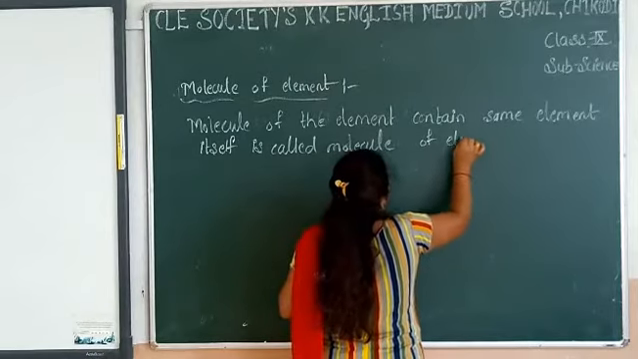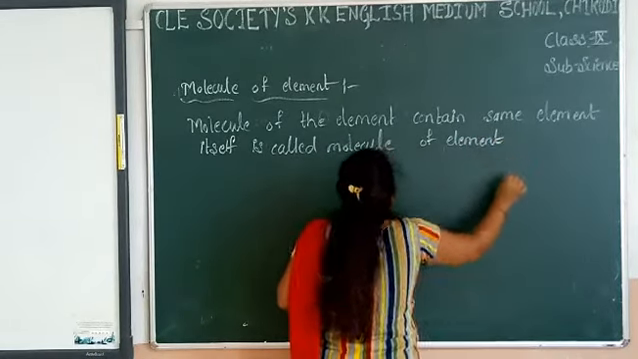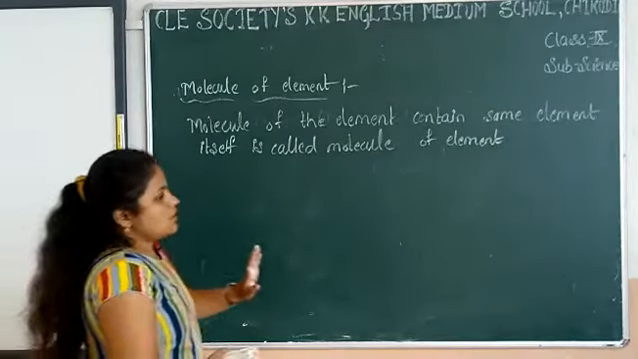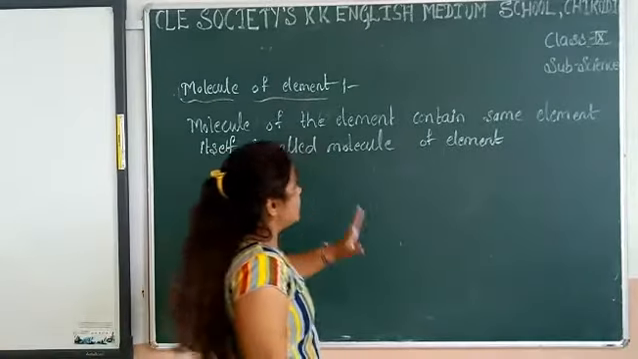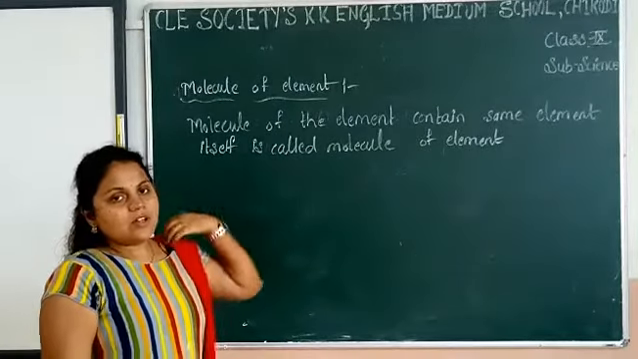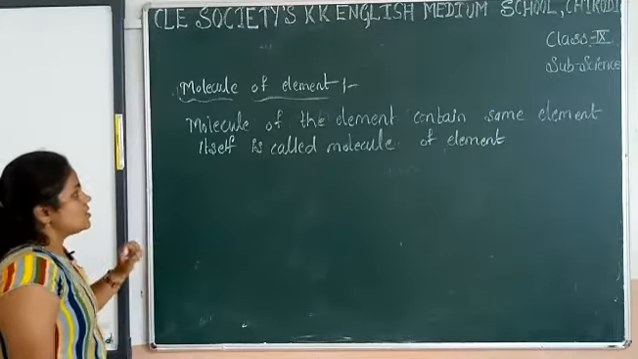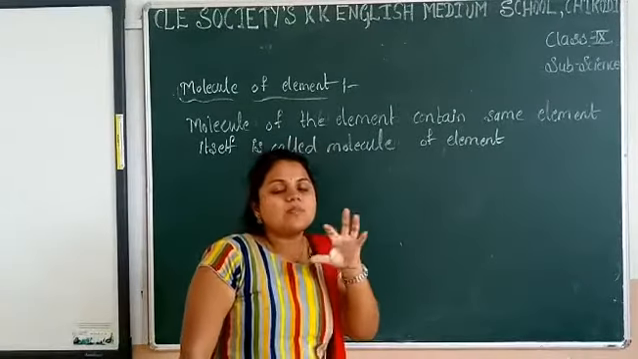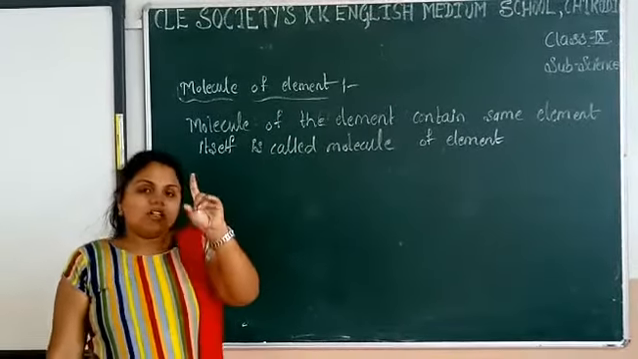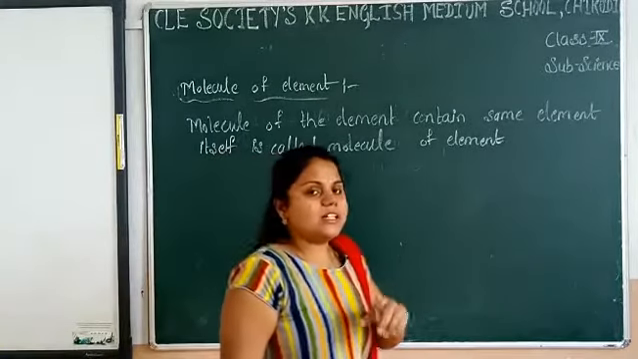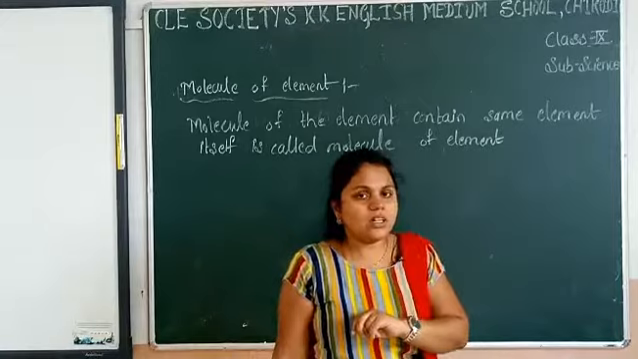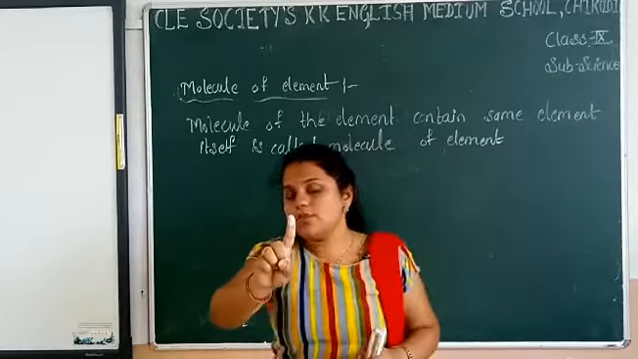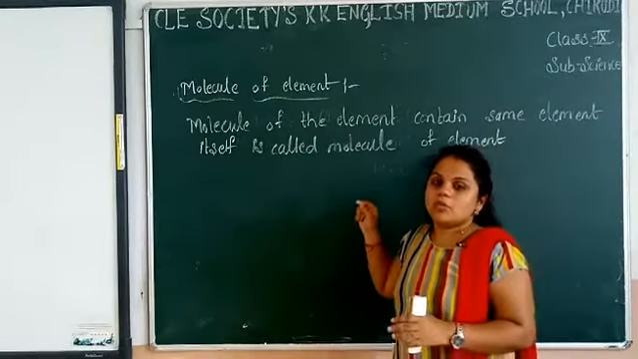Molecule of element. So this is the molecule of element, where the molecule of the element contains the same element itself. Molecules of the elements are called molecules of element. Sometimes a molecule contains only one atom, and sometimes it contains two or more atoms.